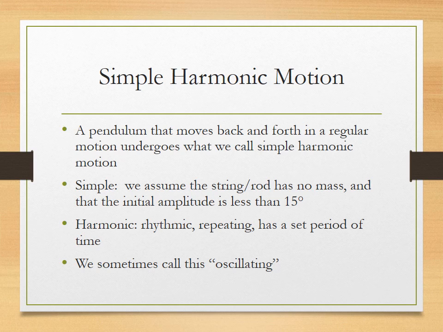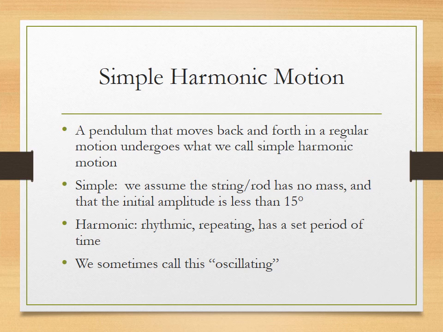Simple harmonic motion is what a pendulum that's going back and forth in a regular manner is doing. It's simple because we assume that the string or the rod, whatever it is, has no mass. Remember, this is physics and we make some assumptions. And we have to assume that the initial amplitude is less than 15 degrees.